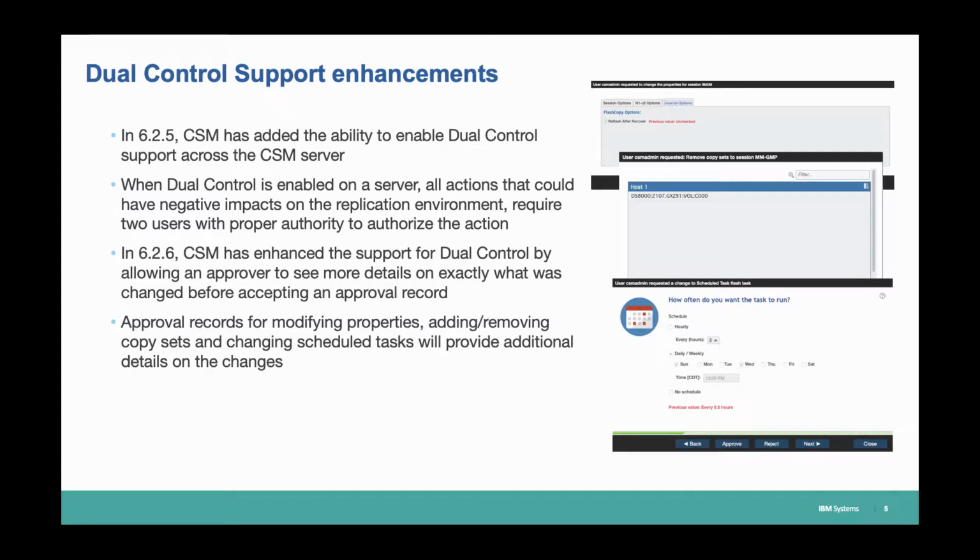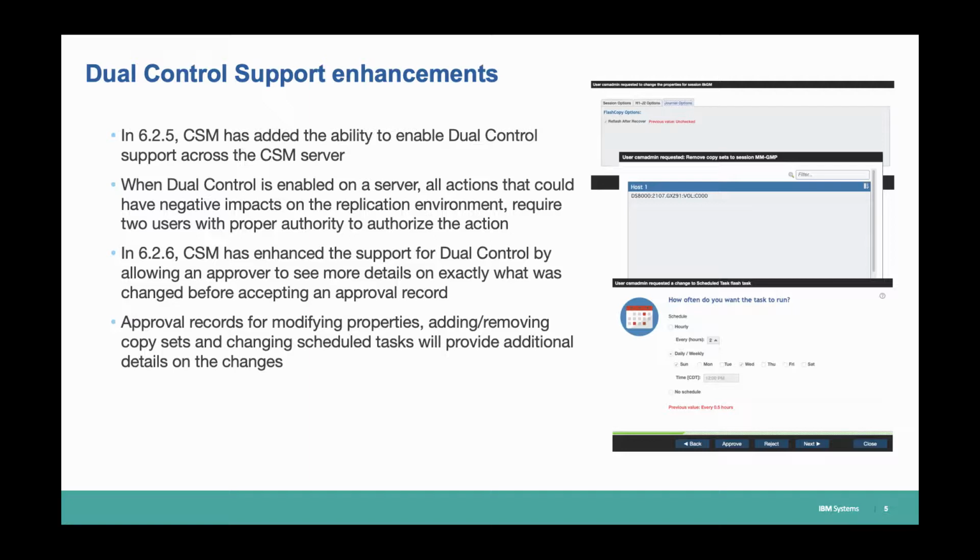All right, so what are our dual control support enhancements? As I mentioned before, we added dual control support in our 625 release. That was back in the first quarter of 2019. What does dual control give you? It's the ability to make sure that no action or modification that might impact or potentially cause dangerous situations in your environment can be done without the authority of at least 2 users.